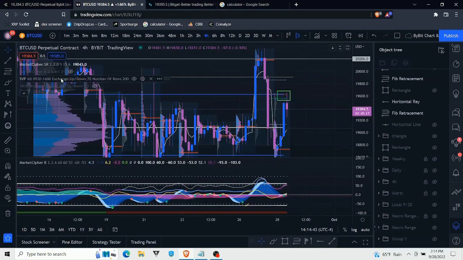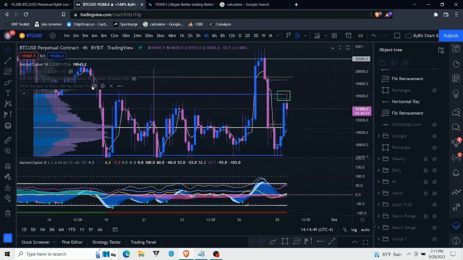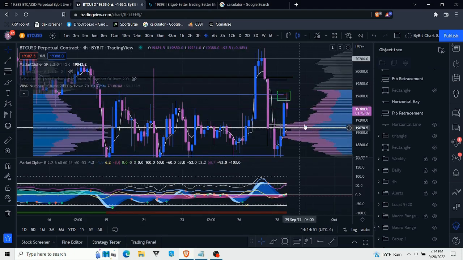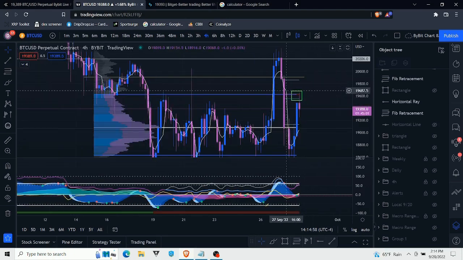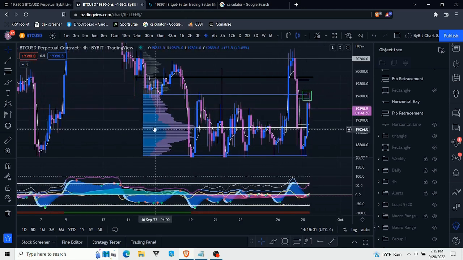You can also mark out other volume levels like naked daily point of controls, or you can turn on the VPVR and mark out significant volume levels this way. But for the most part, I like to use the fixed range volume profile and use the value area highs and lows and the point of controls and just look for high volume areas inside of here.